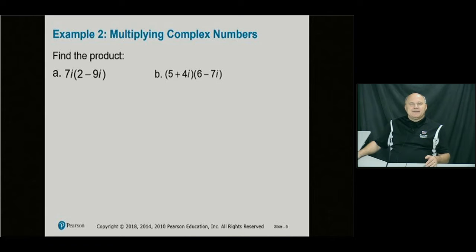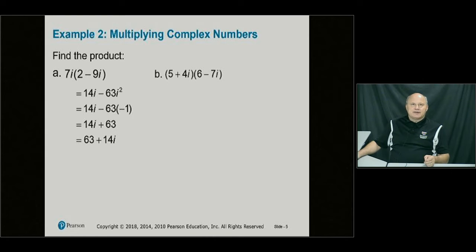Now, part A is definitely the easiest of the two, because here we're just multiplying an imaginary number, so it doesn't have the a part of it. So the imaginary 7i times a complex number, 2 minus 9i. So if you remember, when you have one term on the outside and there's two terms on the inside, how do you multiply that out? If you said distributive property, you'd be correct, and that's exactly what you do here. You take the 7i and multiply it by the 2, and you take the 7i and multiply it by the negative 9i. So if you multiply 7i times 2, you'll get 14i.